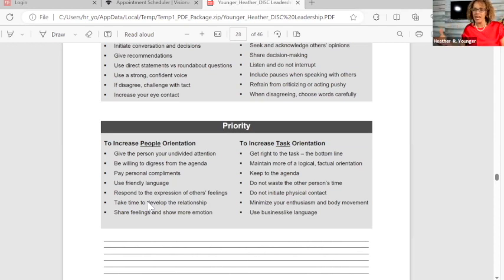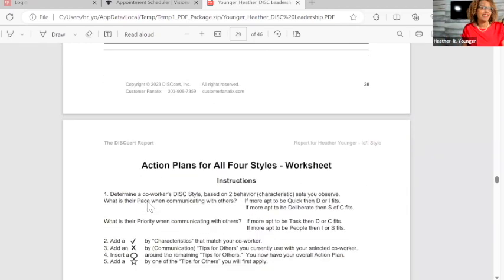The people who are task focused, the D and the C's, they're getting right to the task, the bottom line. They want to be more logical and factual. They want to keep on the agenda. They don't want to waste time. They just want to achieve the task. And when you understand that, depending on what style you are, you can adjust your pace and your priority based upon that, which I think is exciting.